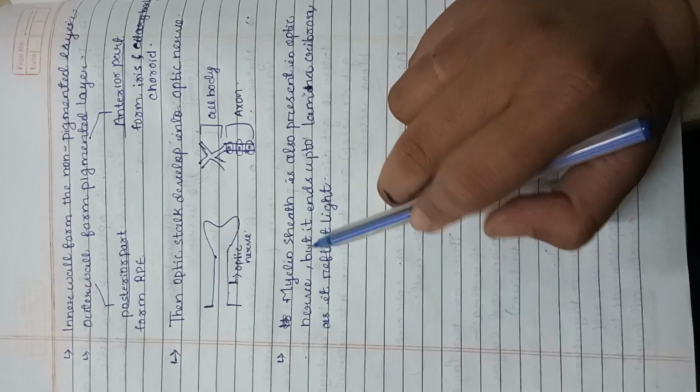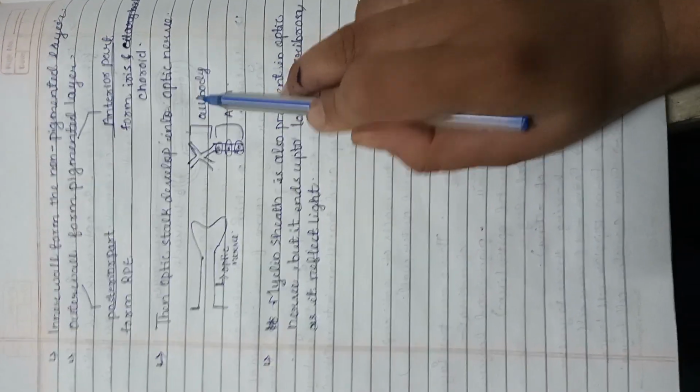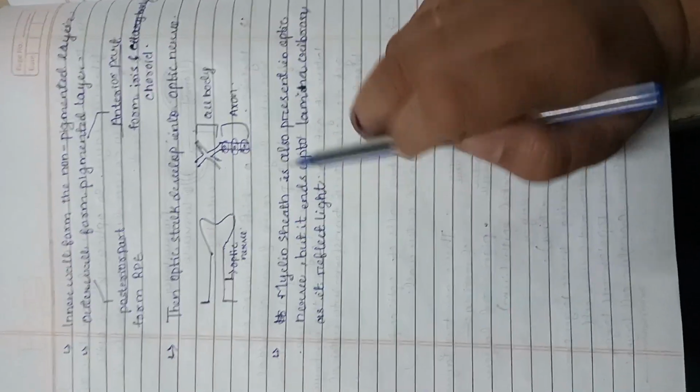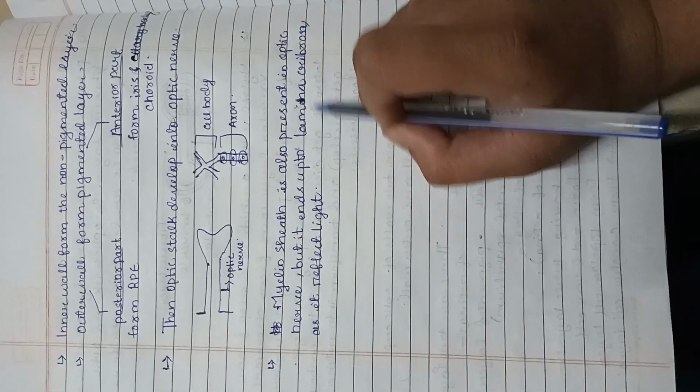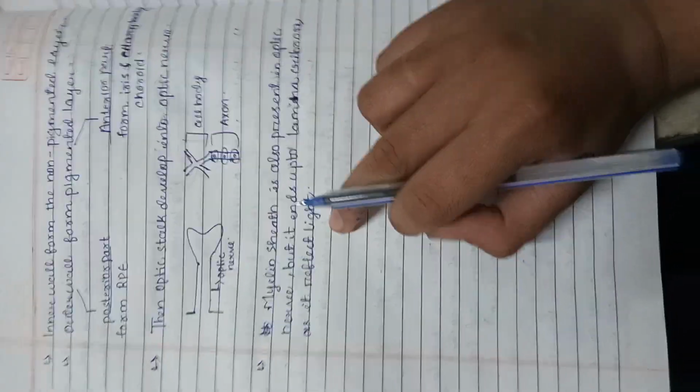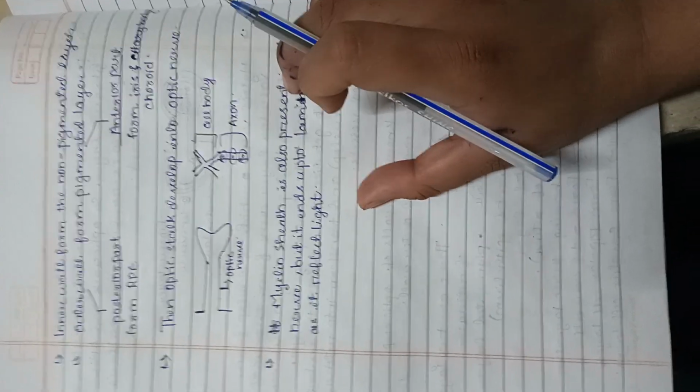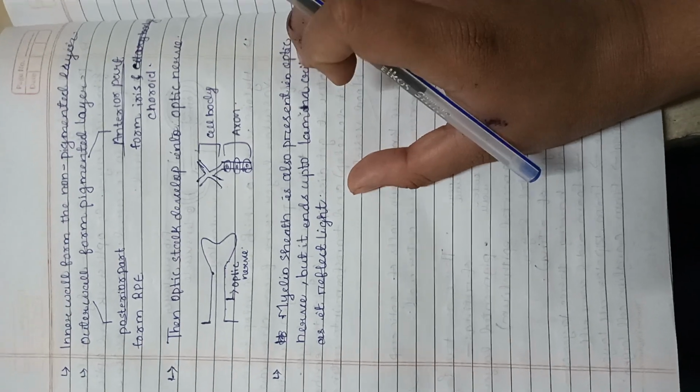Optic nerve also contains myelin sheath. It contains axon, cell body. Myelin sheath is present till the lamina fibrosa. Why? Because it reflects the light. If it is present in the eye, it will reflect the light.